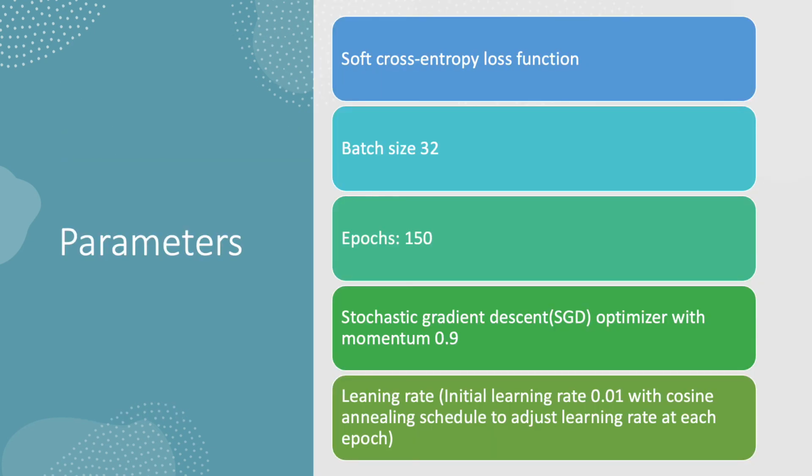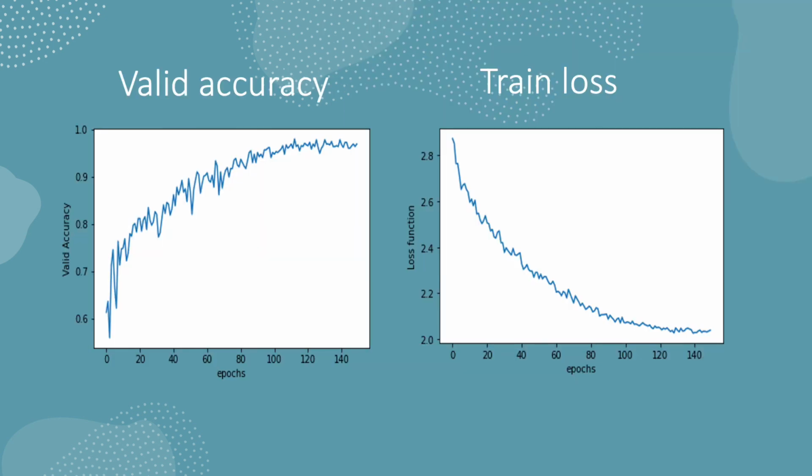The parameters I used here: the loss function is soft cross entropy loss, batch size is 32, and epochs is 150. I used SGD with momentum 0.9, and the initial learning rate is 0.01 with a cosine annealing scheduler to adjust the learning rate at each epoch. Here are the validation accuracy and the training loss. In validation accuracy, we can see that around 110 epochs it turned to the highest. But when we look at the training loss, it is still decreasing. Around 145 epochs, it began to be flat, which means 150 epochs is good.